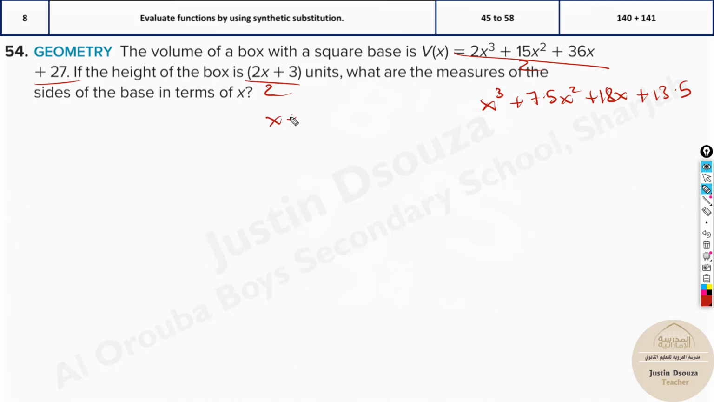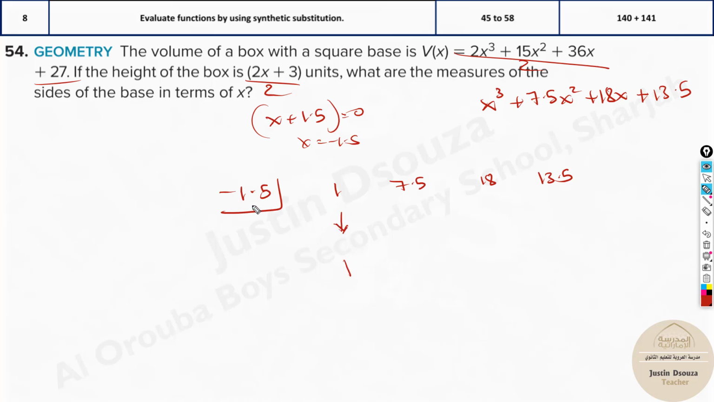And what about over here? X plus 3 by 2 is 1.5. So now I will do minus 1.5. Why? Because x plus 5 is equal to 0. X is equal to negative 1.5. And then what do we write? 1, 7.5, 18, 13.5. Now let's bring it down over here.